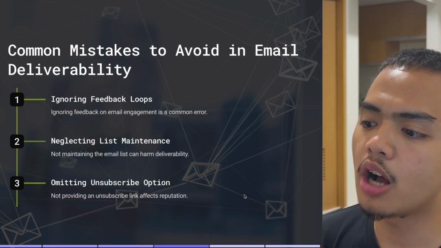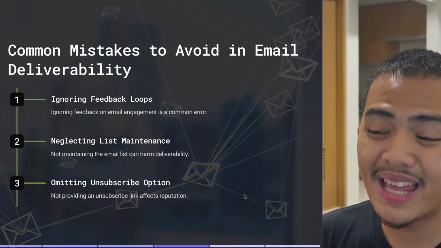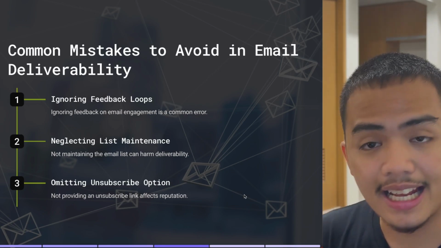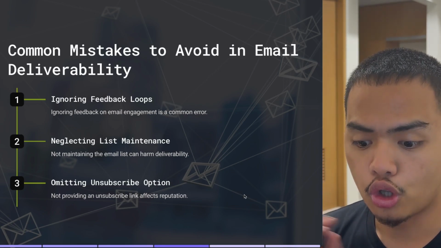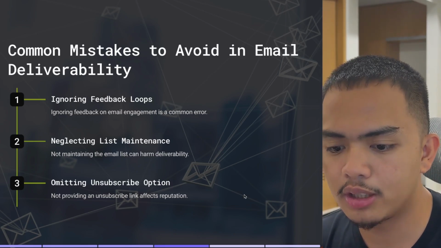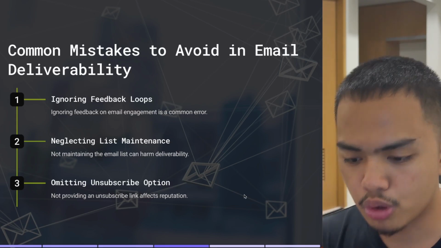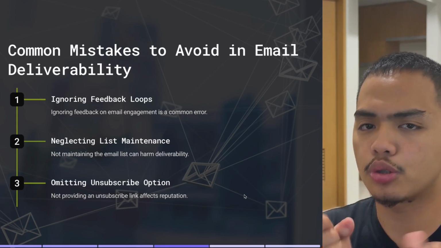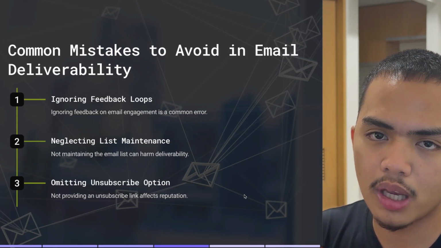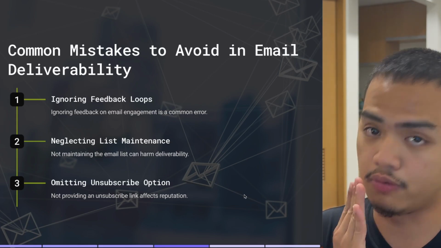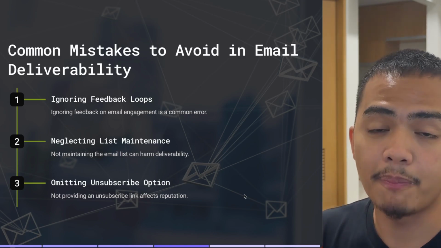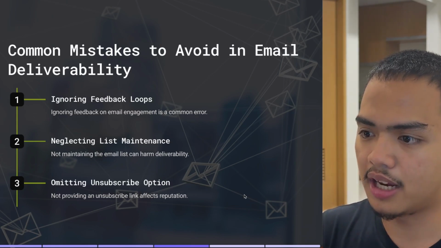Lastly, omitting unsubscribe option. Not providing an unsubscribe link affects reputation, okay? So you either put it down below or you gotta make sure that even when they reply with stop, unsubscribe, or things like not interested, you tag them directly, because it will affect your domain reputation if you keep sending to them. They might even tag you as harassment or something. Some people are like that. You gotta make sure of that.